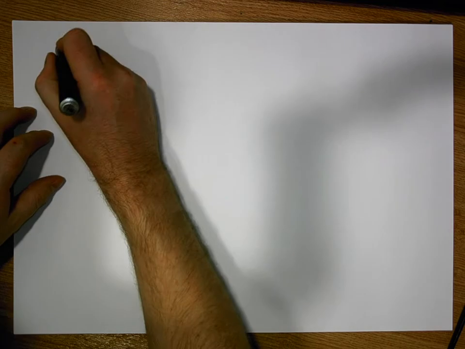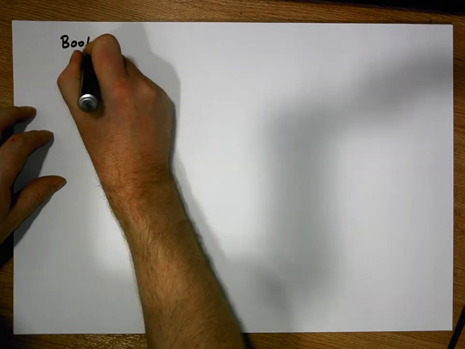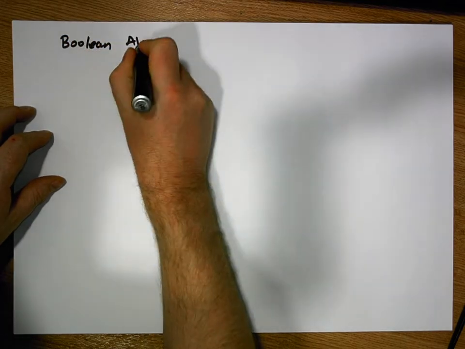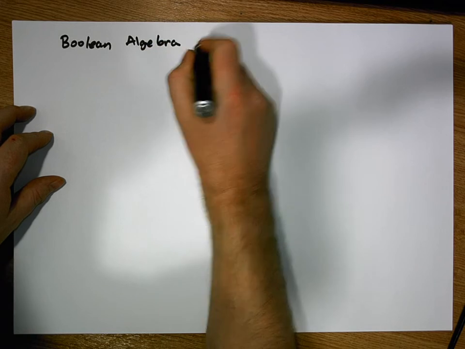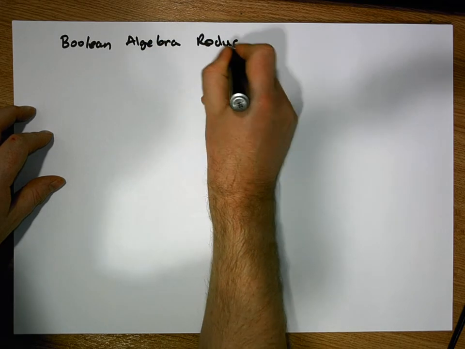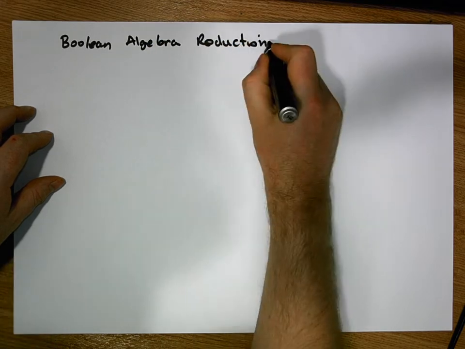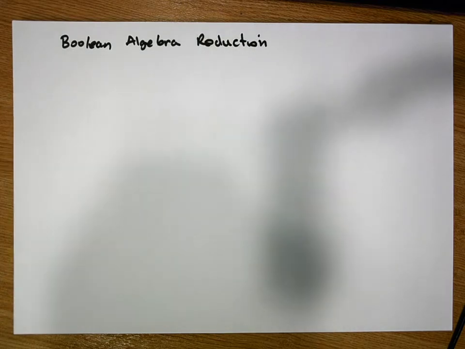What we're going to be considering here today is a simple Boolean reduction. We're going to be considering Boolean algebra reductions, and this is the first reduction that we're going to consider in this particular video.